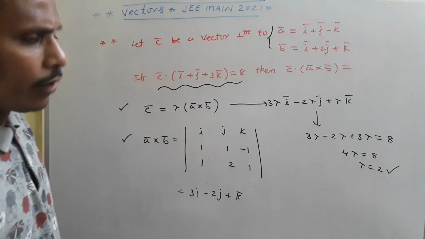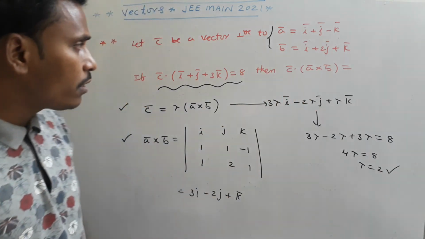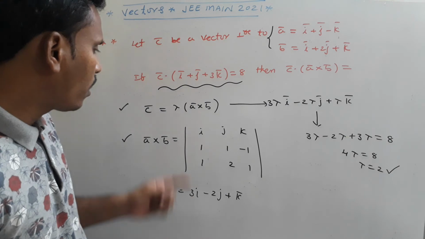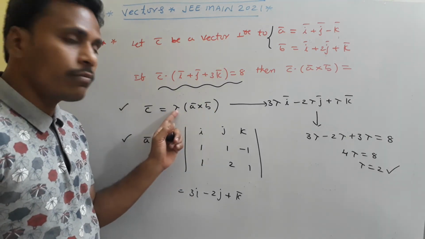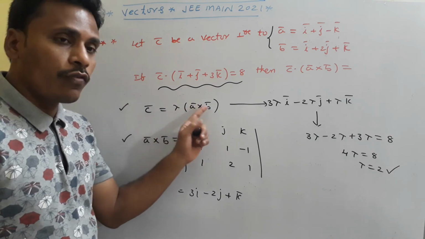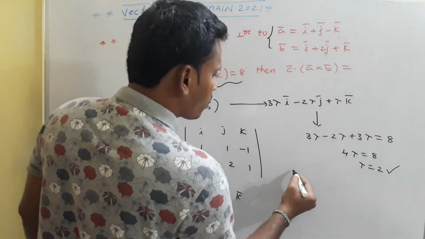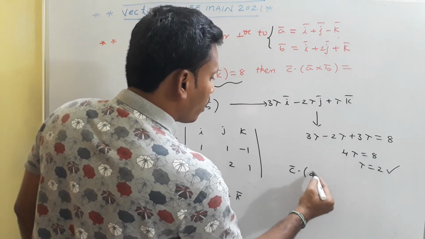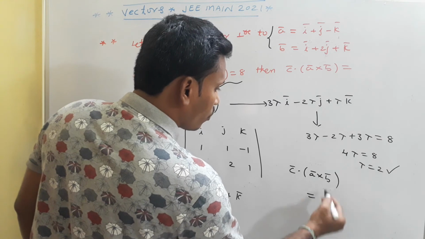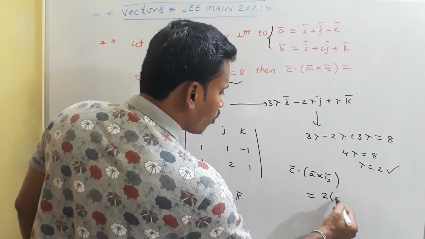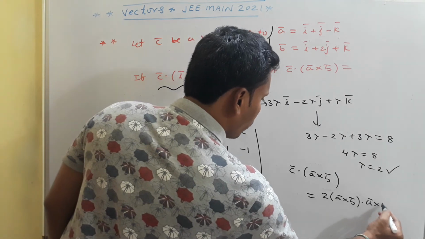Now what we need to find? We need to calculate C bar dot A cross B. See C bar dot A cross B. What is C bar? C bar is lambda A cross B. Okay, that means lambda A cross B means 2 times of A cross B, right? So finally మనకి ఇది కావాలి. So this C bar dot A cross B is required for us finally. This is equal to C bar is 2 times of A cross B dot A cross B.